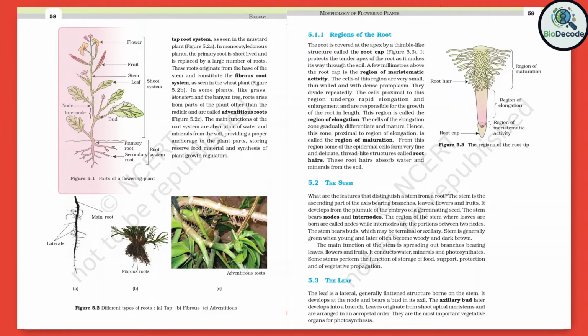Figure 5.1. Parts of a flowering plant. This figure shows the complete structure of a flowering plant. You can see the root system anchoring the plant into the soil, absorbing water and minerals. The stem, upright and sturdy, supports leaves and flowers and acts as a transport channel for water, nutrients, and food. Emerging from the stem are leaves, which are the primary sites of photosynthesis.